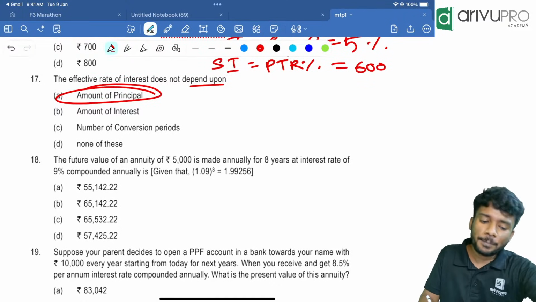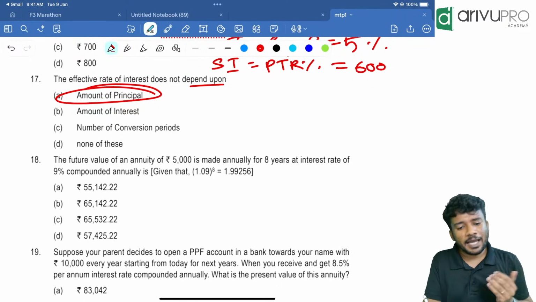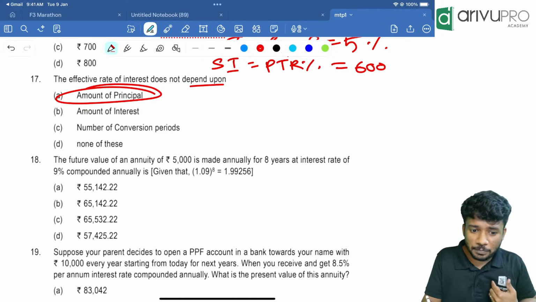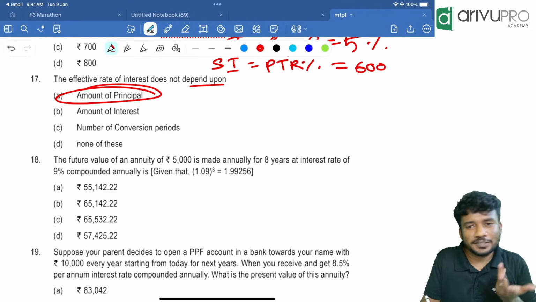Another repeated previous year question. Usually what happens in mock test papers is, they take the previous year question paper and from that they will directly take questions. That's the usual way.